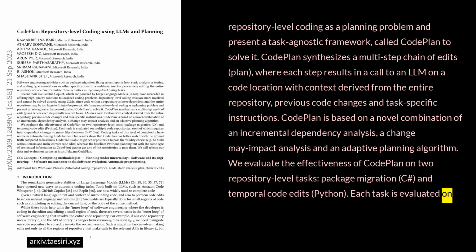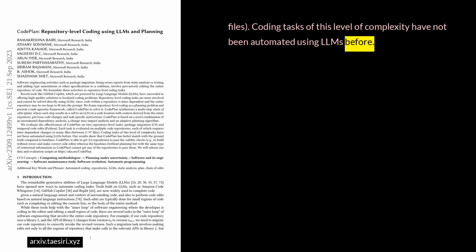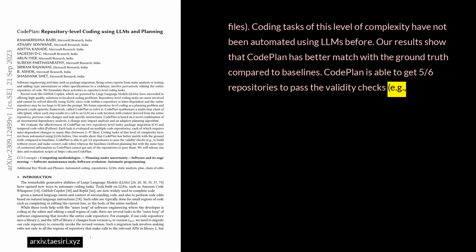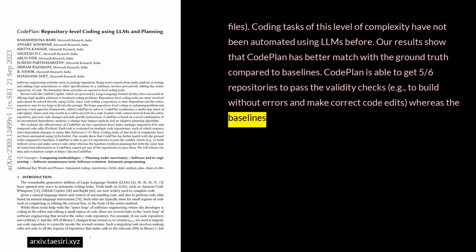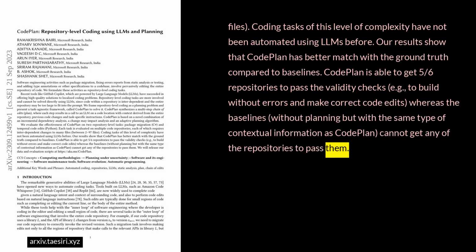Each task is evaluated on multiple code repositories, each of which requires interdependent changes to many files, between 2 and 97 files. Coding tasks of this level of complexity have not been automated using LLMs before. Our results show that CodePlan has better match with the ground truth compared to baselines. CodePlan is able to get 5-6 repositories to pass the validity checks, for example, to build without errors and make correct code edits, whereas the baselines, without planning but with the same type of contextual information as CodePlan, cannot get any of the repositories to pass them.